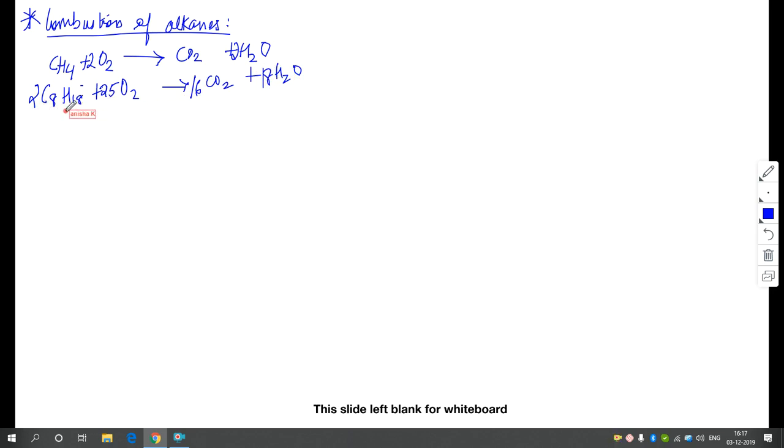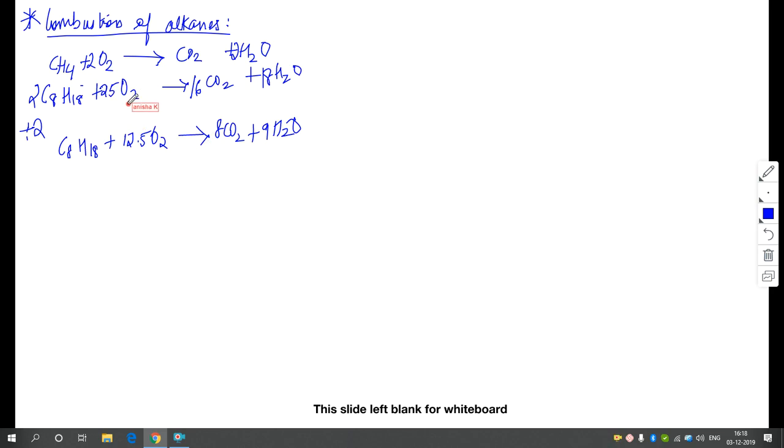So this is a very big number, right? What we'll do is divide the entire thing by 2. What do you get then? So there's nothing in front of the C8H18. The half of 25 will be 12.5. Oxygen giving me 8 CO2 plus 9 H2O. Okay, clear with this part?